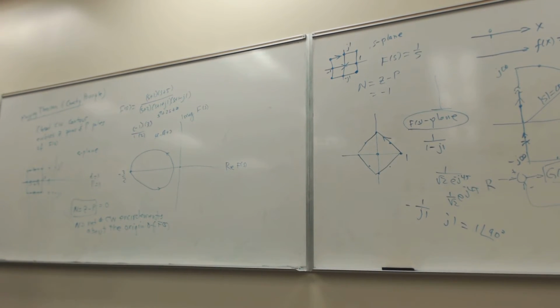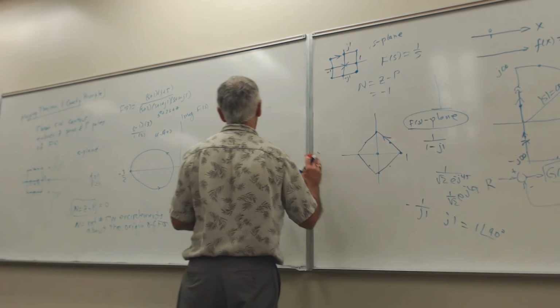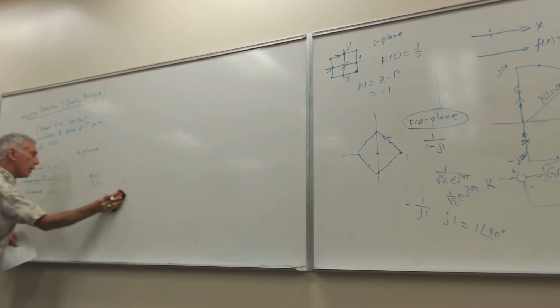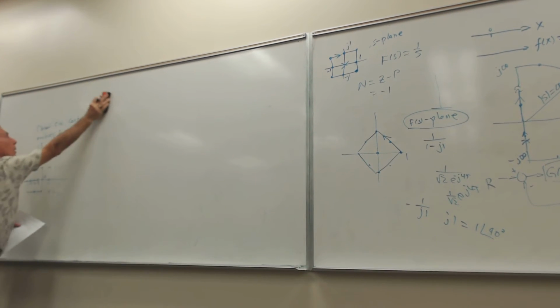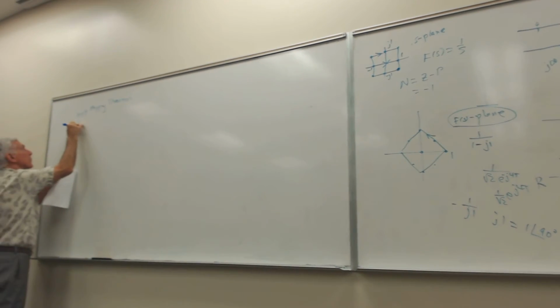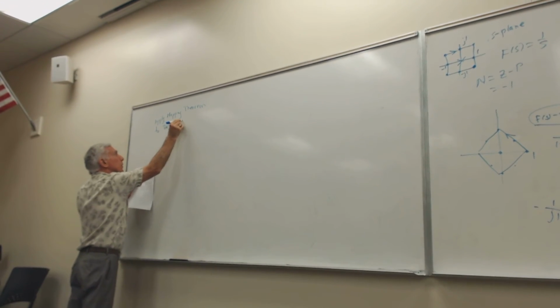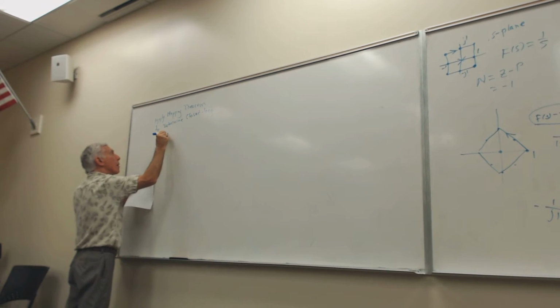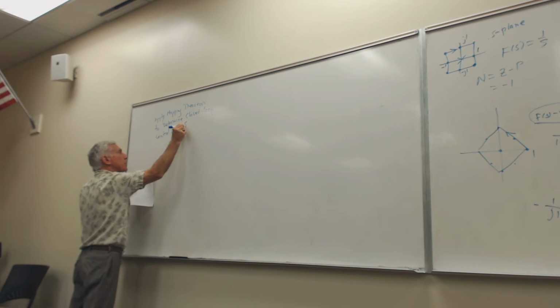Okay. So what we're going to do now is apply this mapping theorem to the determination of the closed loop control system stability.